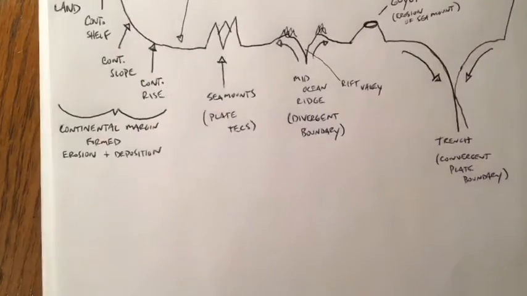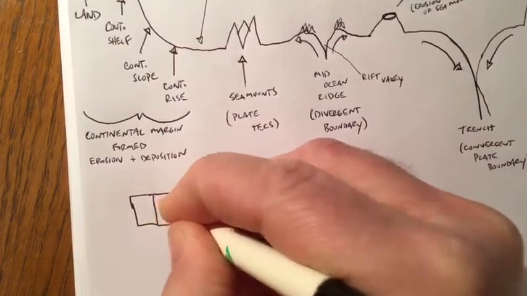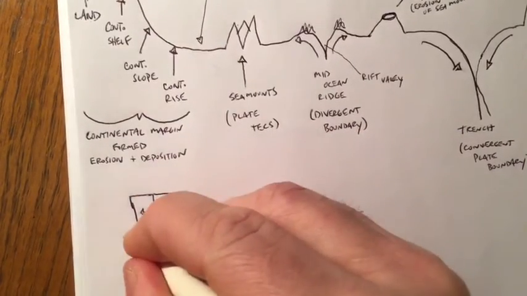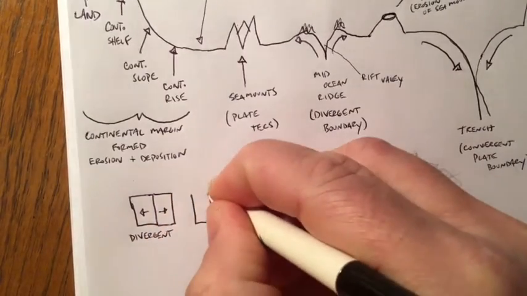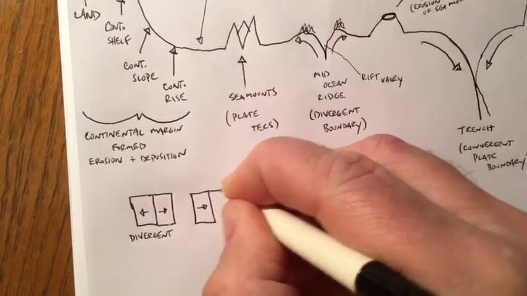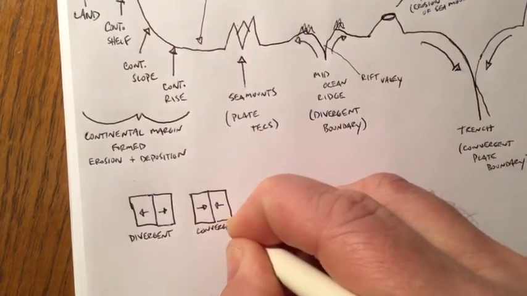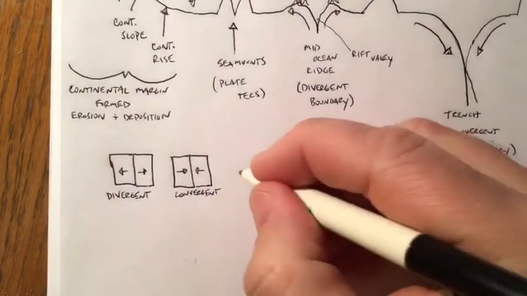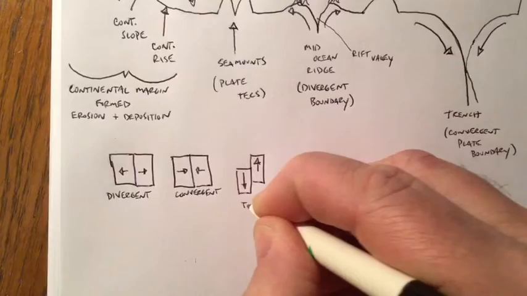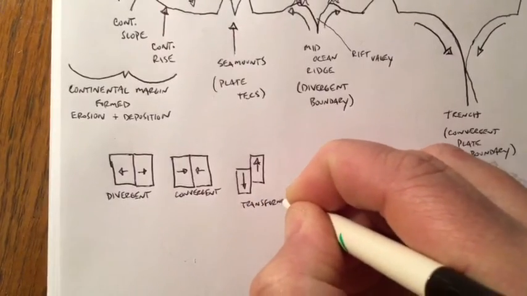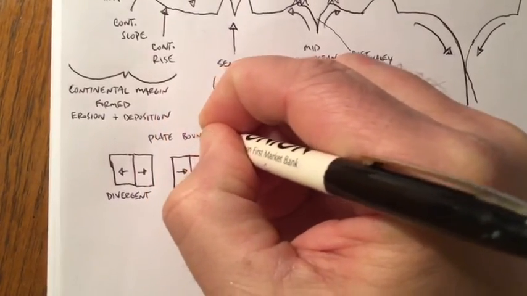For the plate tectonics part, it's good to remember that there are three main types of plate boundaries. There's divergent, there is convergent. Convergent is coming together. And then there's one more that's called a transform plate boundary. And we'll do a whole unit on plate tectonics, but these are the three major types of plate boundaries to know.